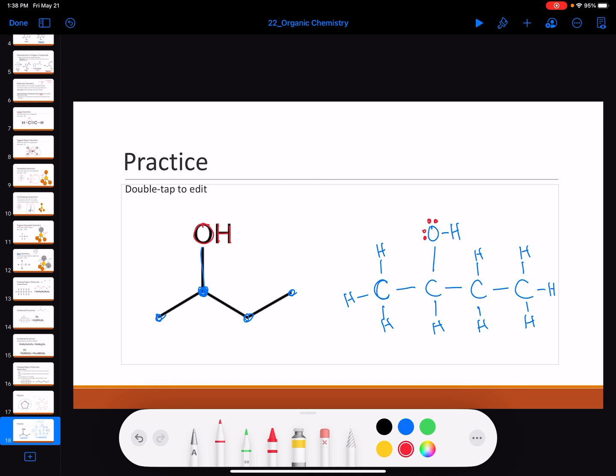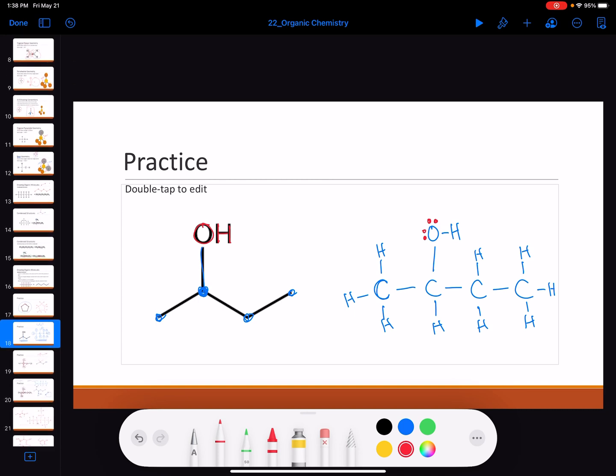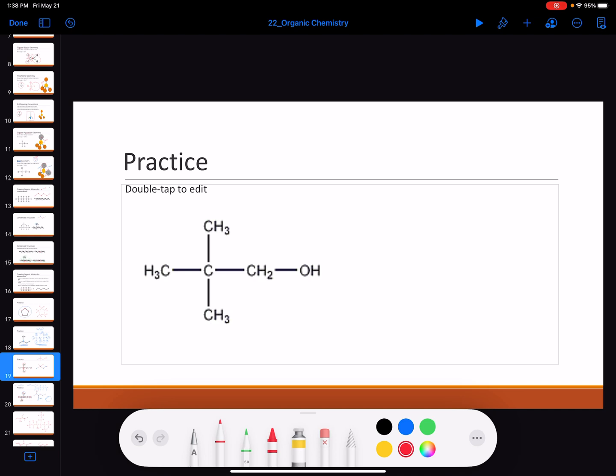Okay. All right. Let's try another one. Let's go the other direction this time. So here I've got 1, 2, 3, 4 carbons in a row. Okay. Now, it looks like on carbon number 2, I've got one carbon pointing up and one pointing down. So I'm going to point one up and one down. Perfect. So that's my molecule right there.